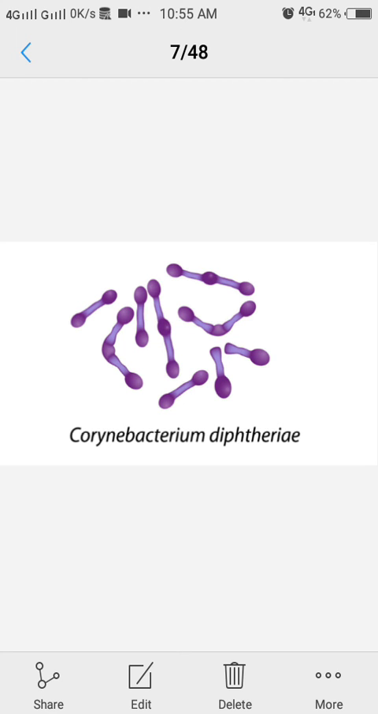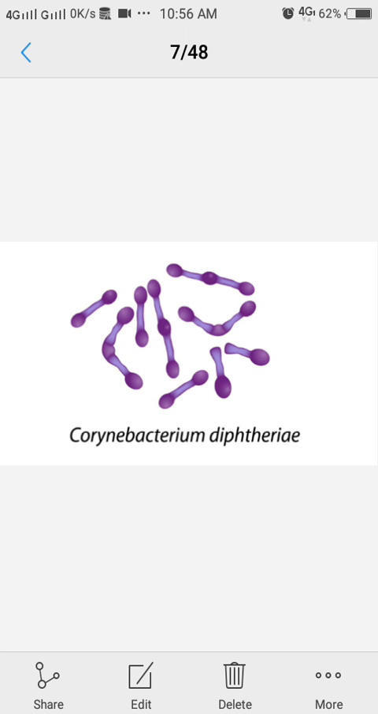Then fifth one, what is atrichous? Atrichous is the bacteria without any flagella. This type of bacteria has no flagella. Example, Corynebacterium diphtheriae. This type of bacteria is called atrichous. So these are the 5 classifications of bacteria according to the arrangement of their flagella.